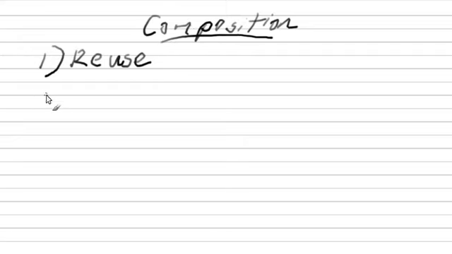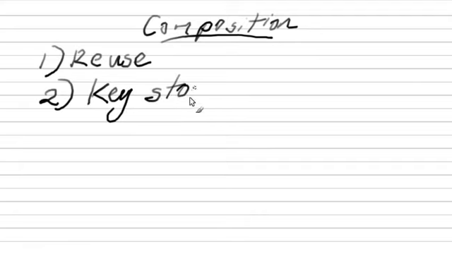Composition is also one of the 5 pillars, or keystones, of the object-oriented paradigm. If you remember the other ones, we've looked at 2 of them already. Those were abstraction and encapsulation. Then composition, and then the other 2 are inheritance and polymorphism.